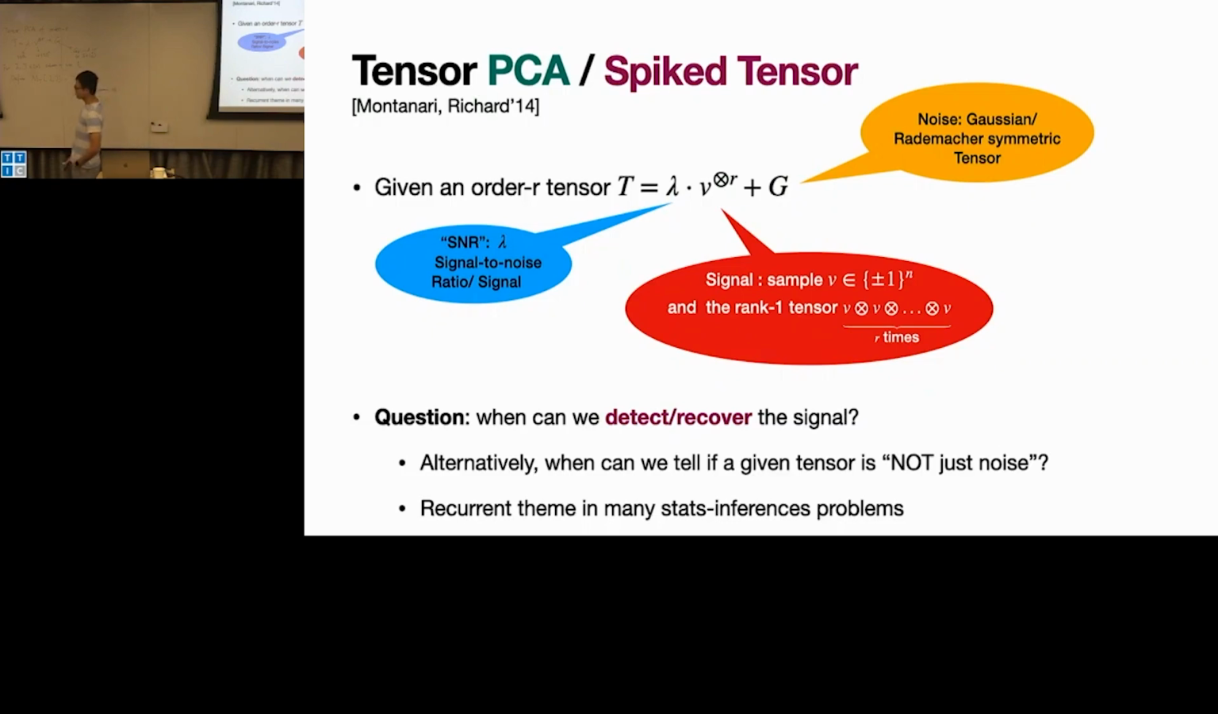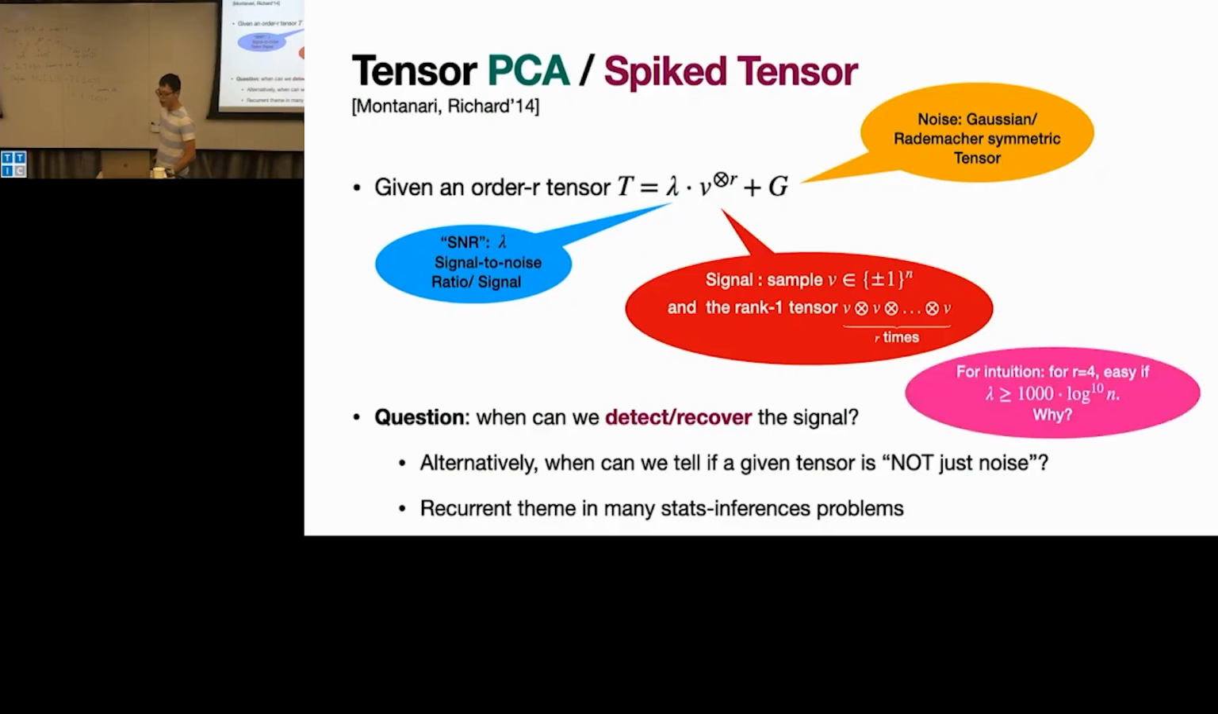The question we are going to focus on is when can we detect or recover the signal given this tensor. You can also equivalently think of it as: given a tensor T that either has this rank 1 component or not, when can we tell whether it is there or not? This is a recurrent theme in many statistical inference problems, to give you a taste of this area.